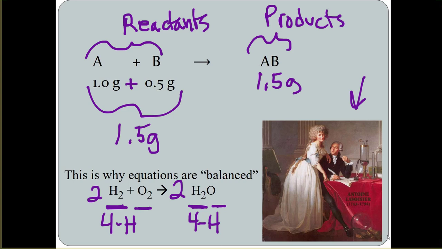His wife, Marie, was a scientist in her own right. She participated in all of Lavoisier's experiments, and she kept careful notes for him. And it's through those notes and the careful observations that he was able to discover this law of conservation of mass. Antoine Lavoisier is known as the father of modern chemistry because his observations were so detailed and he was able to take good data.